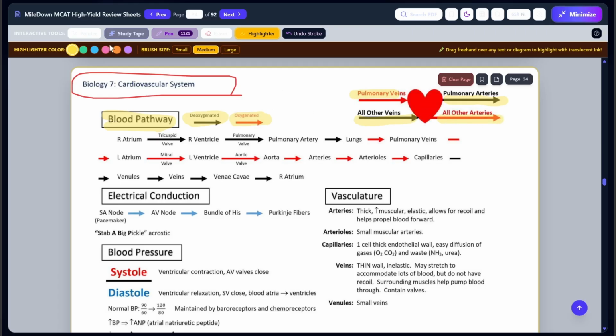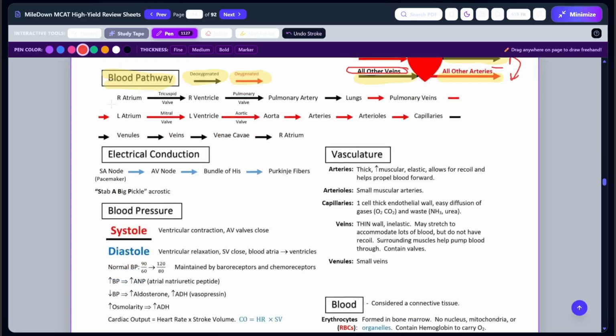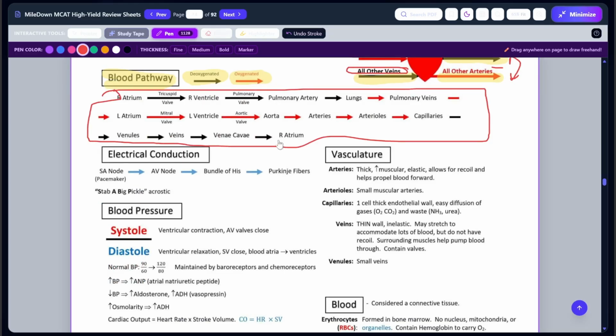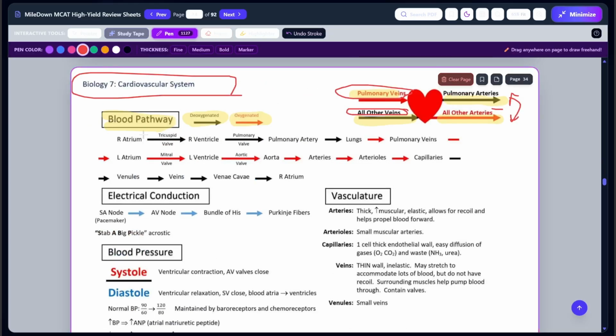Notice they're the opposite. The pulmonary veins are opposite to all the other veins. All pulmonary veins are oxygenated, but all other veins are deoxygenated. And the same thing goes for pulmonary arteries and all other arteries. They're opposite. So this is the pathway you need to memorize, literally. It might help to see a diagram, but overall, you're going to have to memorize it anyway, so just memorize it the way you want to. Your right atrium.